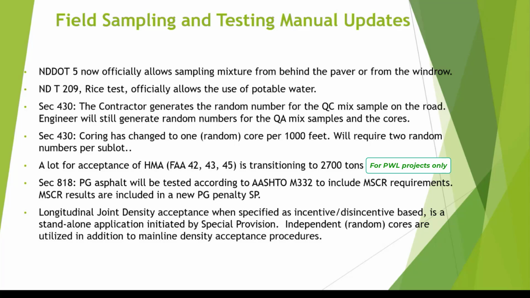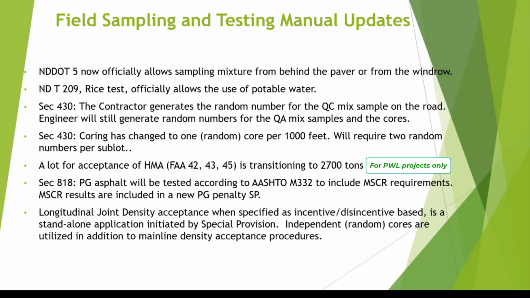A couple of the other changes, if you're out in the field, and you're probably familiar with these because they've been around for a year or two now, is the contractor QC generates the random number for their QC mix sample on the road now. The engineer, in this case, the capital E, if you remember, is always the DOT or their designated representative, the agency. Still generates random numbers for the QA and the three-way split with IA, but QC is responsible for doing their own random numbers, and stress random number here underline, to get their QC mix sample.